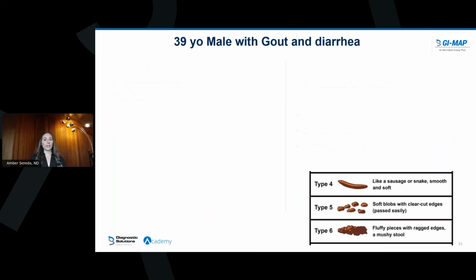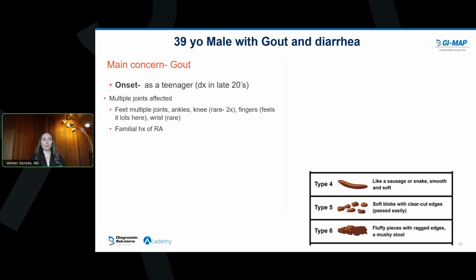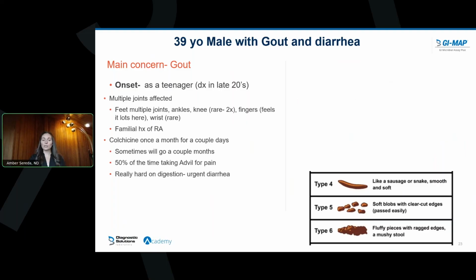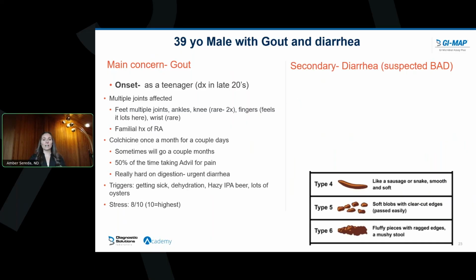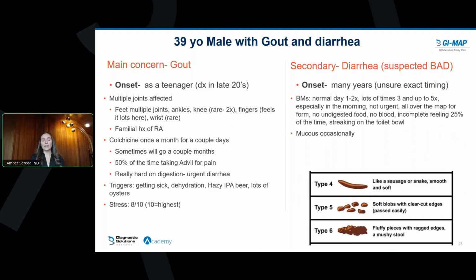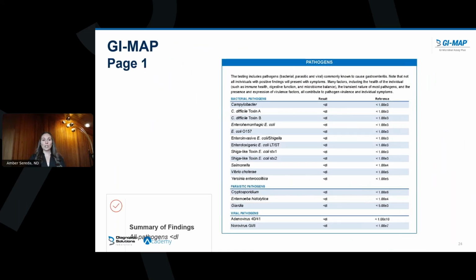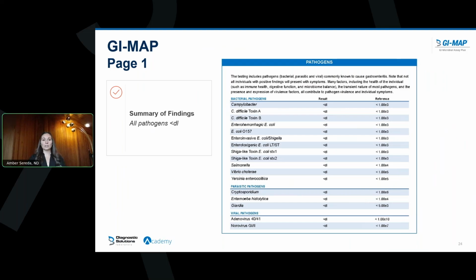So just a quick refresher on our case before we look at the test results. Again, long-standing gout, multiple joints affected, family history of arthritis, using colchicine to manage. We've got some triggers there, high stress, and then we've got this secondary diarrhea that's happening. So let's look at the GI-MAP and the StoolOMX results. Page 1 pathogens, we're not seeing anything here.